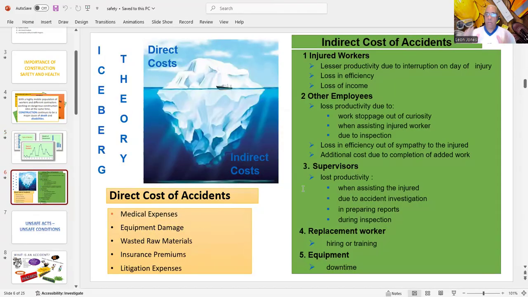something else that you need to understand when it comes to construction and safety. Well, this is called the iceberg theory. And what I mean by the iceberg theory, I'm talking about direct costs versus indirect costs. Now, you have to understand this. The direct costs of accidents are going to be medical expenses, wasted raw materials, litigation expenses, equipment damage, and insurance premiums.